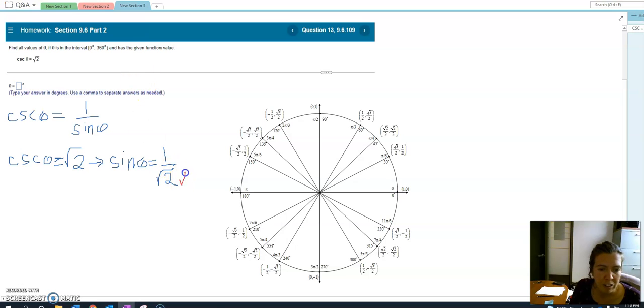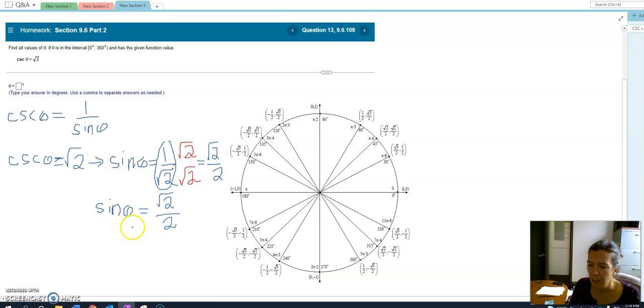However, if you rationalize the denominator on this thing, so if you multiply the top and bottom by the square root of 2, then you will have 1 times the square root of 2 on top, so square root of 2, and then square root of 2 times itself on the bottom, so that'd be 2. So 1 over the square root of 2, this form right here, is equivalent to, when you rationalize the denominator, square root of 2 over 2. And so now we can think of this problem as we're looking for values of theta for which sine of theta is equal to the square root of 2 over 2.